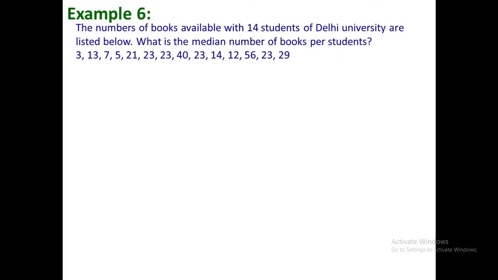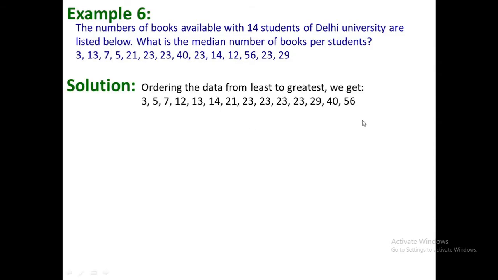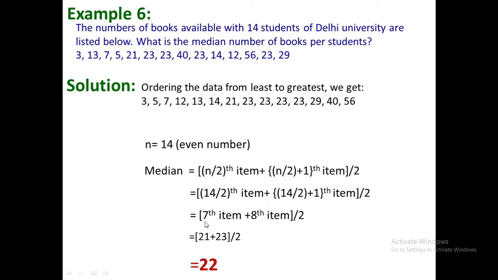$31,500. In this example 2, after ordering the data from least to greatest, we get this sequence. It's again an even number. Therefore the median will be the average of the 7th and 8th items, and our answer will be 22.